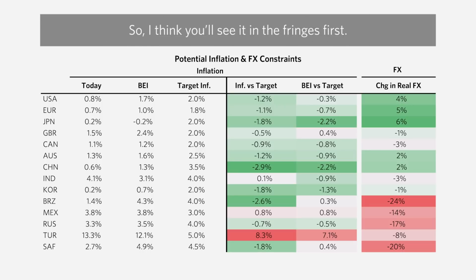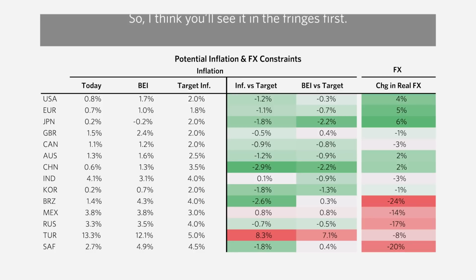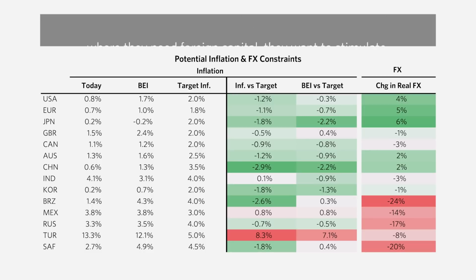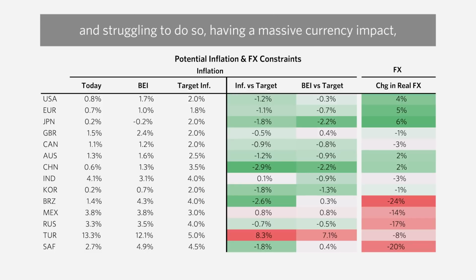So I think you'll see it in the fringes first, kind of looking at Turkey as a fringe example right now, where they need foreign capital, they want to stimulate, they're trying to ease and stimulate, and struggling to do so, having a massive currency impact, because it's very difficult if you have those challenges. And so they're hitting the wall first. I think you'll see it flow through weaker and weaker balance sheet countries over time in terms of hitting that wall and then having to choose between currency and inflation and the economy and struggling to do so.